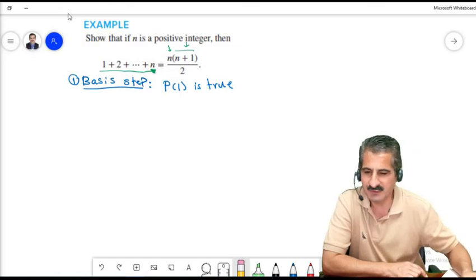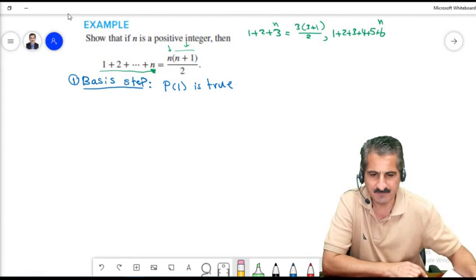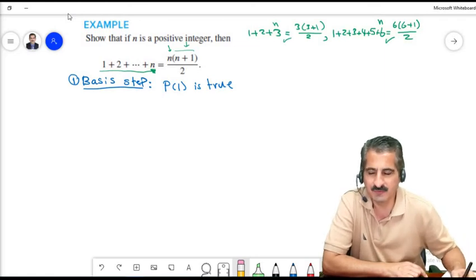To understand the idea, let's try that. 1 plus 2 plus 3. Now this is n. Is it the same as 3 plus 1 over 2? And the answer is yes. Compute it. Now let's try it again. 1 plus 2 plus 3 plus 4 plus 5 plus 6. Now this is n. Let's see. n is 6 and plus 1 is 7 over 2. And this will be true. And also this will be true. So this is what we want to prove: 1 plus 2 all the way plus n equals n times n plus 1 over 2.